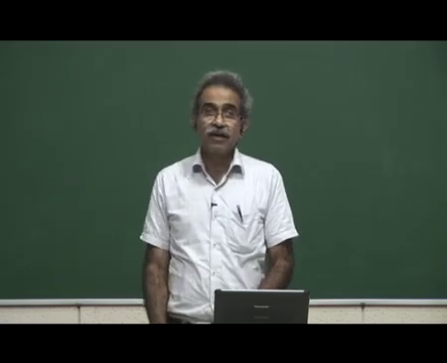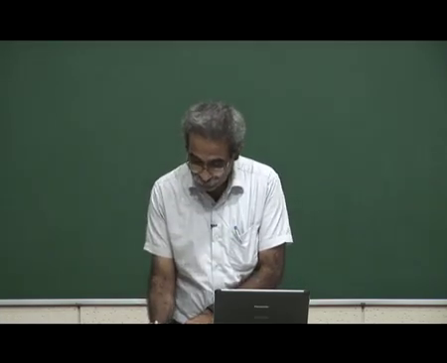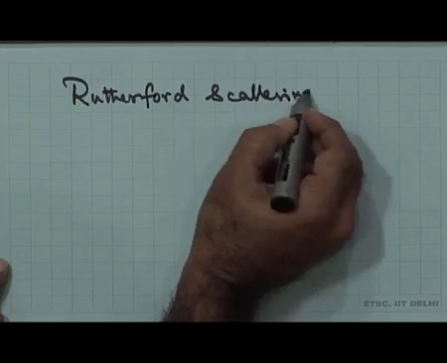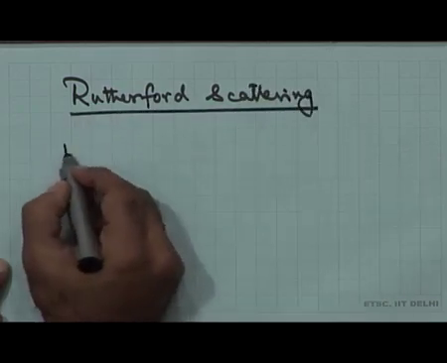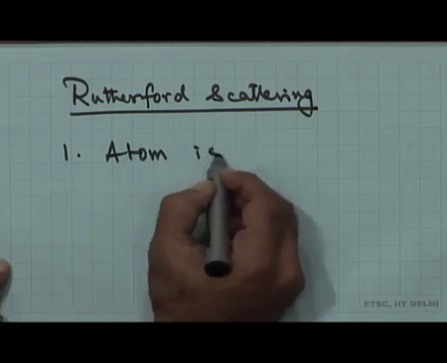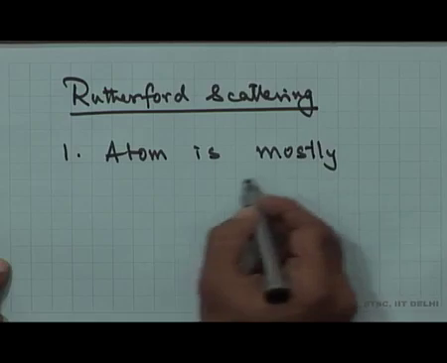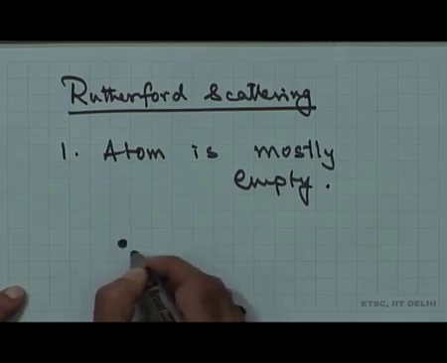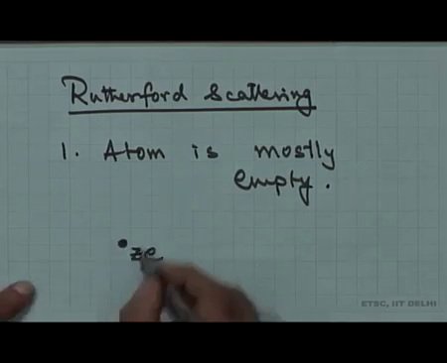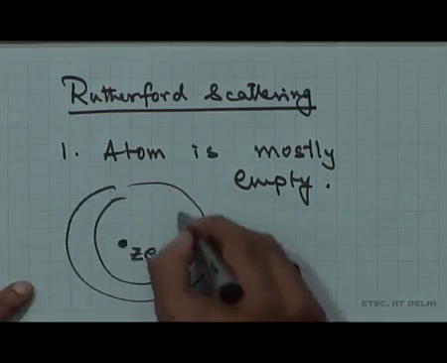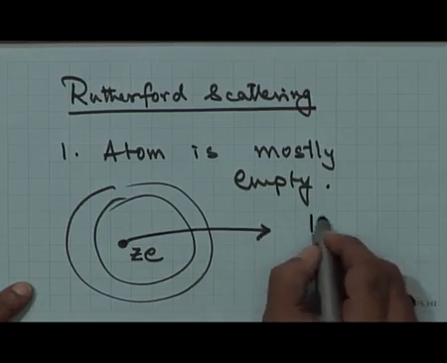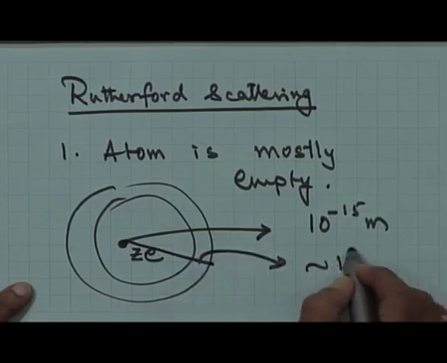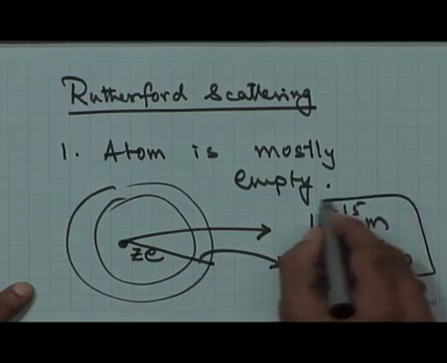So let us collect all the results that we have learned so far from Rutherford scattering. The first one is that the atom is mostly empty. So what are we saying? We are saying that there is a positive charge Ze concentrated at the center, and our electrons are moving in orbits, and the size of the nucleus is of the order of 10 to the power of minus 15 meters, whereas the orbit distance is of the order of 10 to the power of minus 10 meters. That is the statement that we are making.